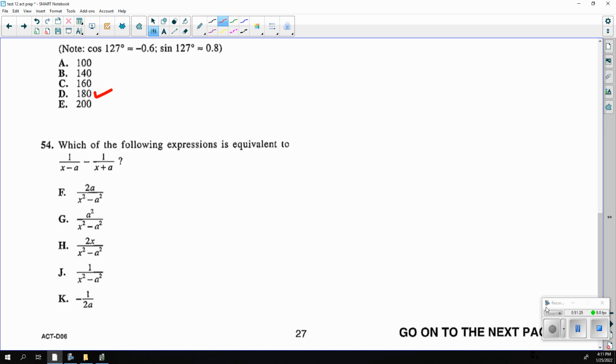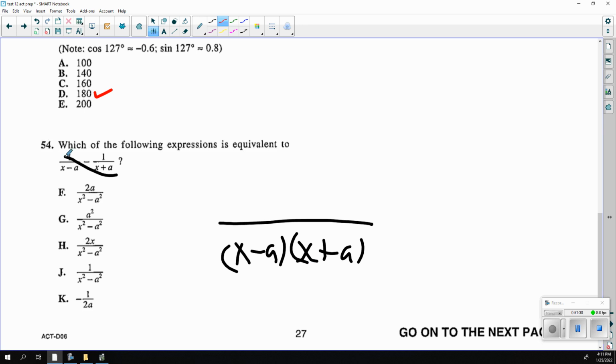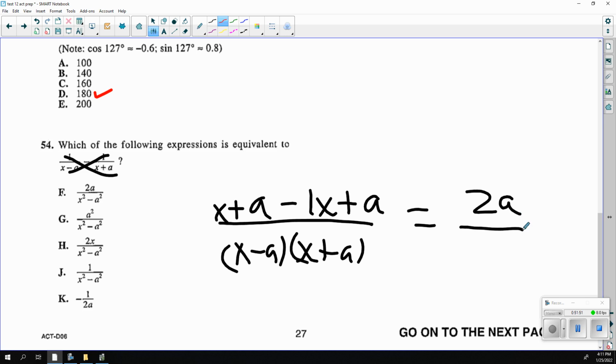Adding fractions, I take the common denominator. So it would be x minus a times x plus a. And then cross-multiply. 1 times x plus a, and negative 1 times x plus a. The x's cancel, and I get 2a. And it looks like they distributed here: x squared minus a squared.